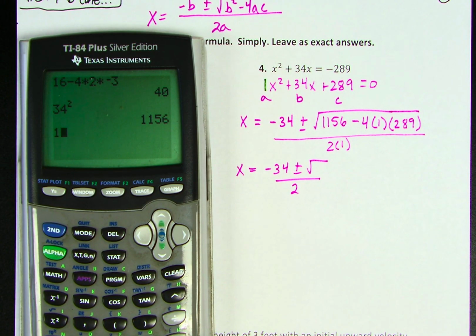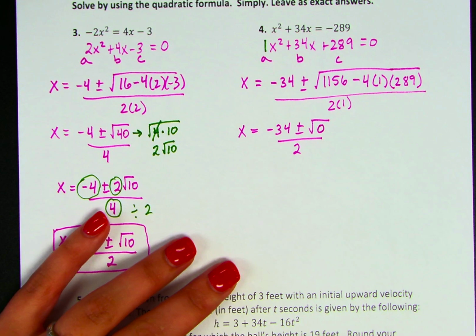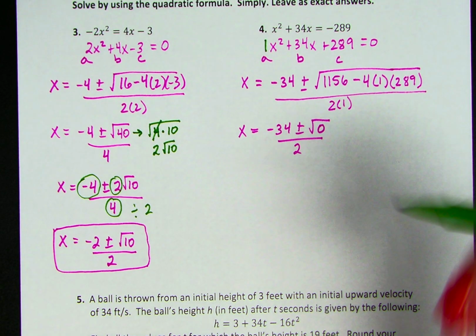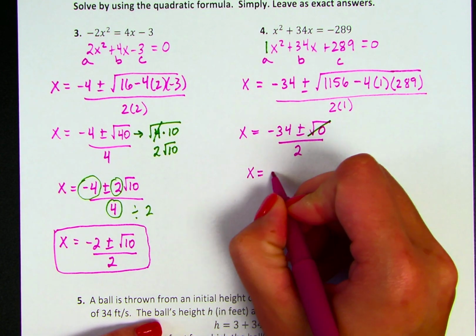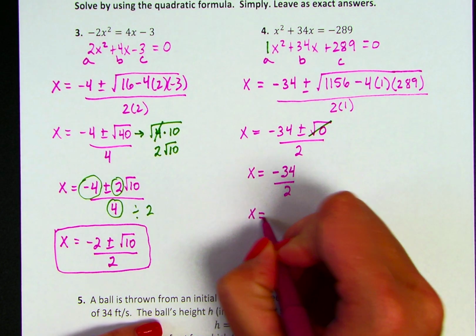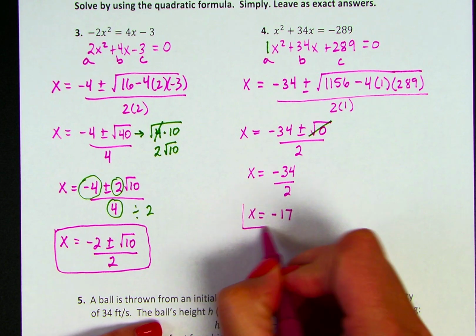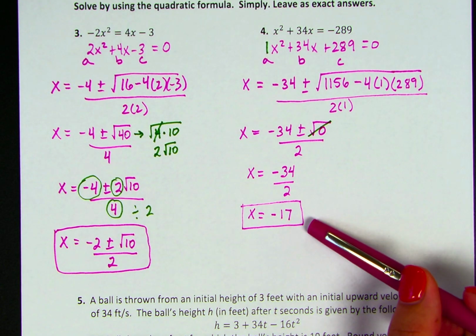All right, so 1,156 minus 4 times 1 times 289. We ended up with 0. So the square root of 0 is just 0, so essentially this is just going to cancel out. So x equals negative 34 over 2, which will then simplify to be negative 17. So this is the one case where we would only have the one solution. And this means on a graph that your vertex is sitting on the x-axis.